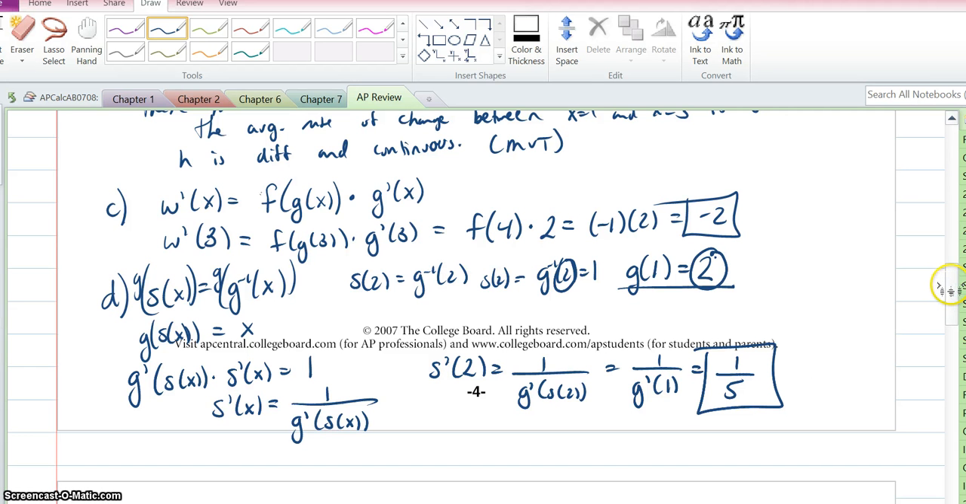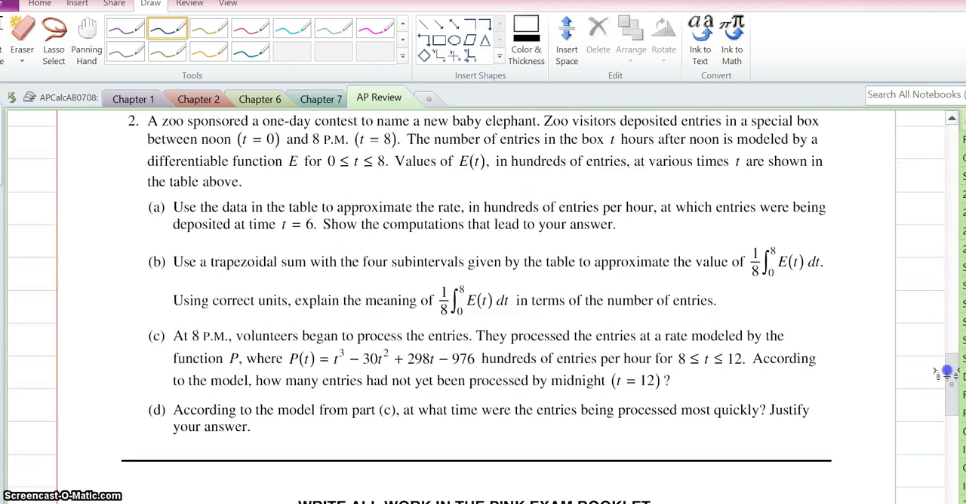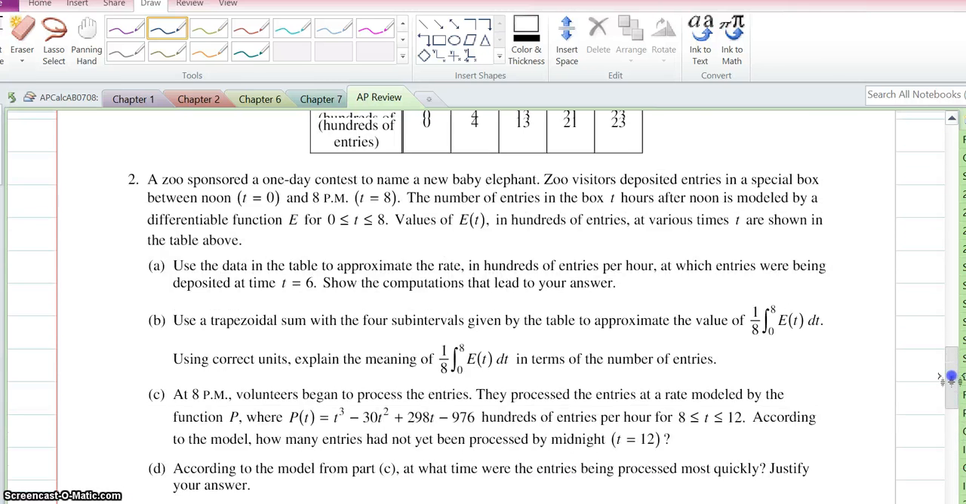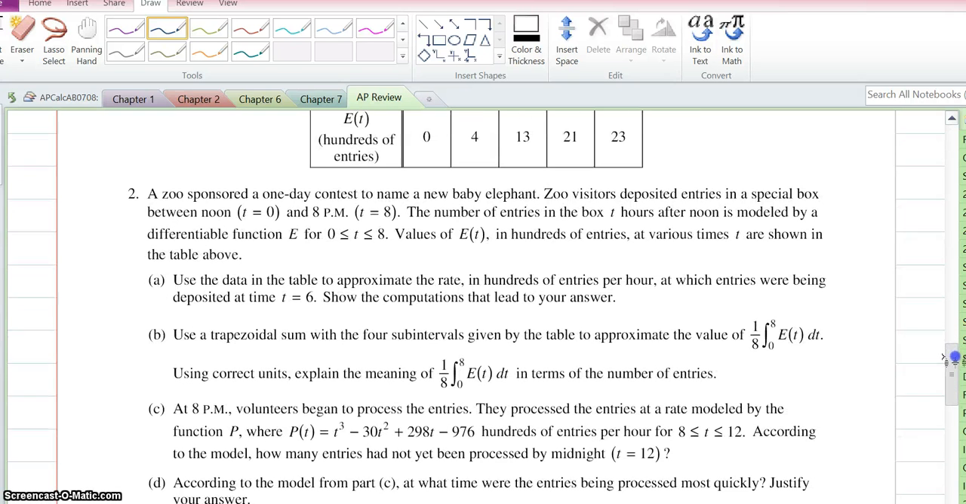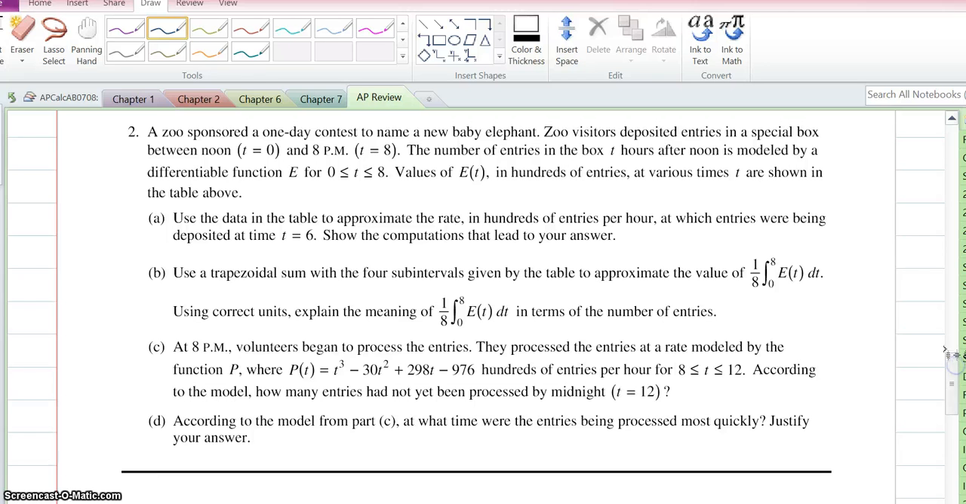Now let's take a look at the next question you guys have. And actually, I want to go over the 2010, just because it's a little bit of a different problem, and it's one that requires you really knowing your Riemann sums very well. So it says, we have this table again given to us, so tables seem to be a big thing here. And it says, a zoo sponsored a one-day contest to name a new baby elephant.